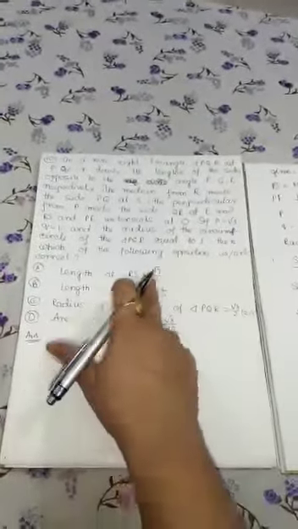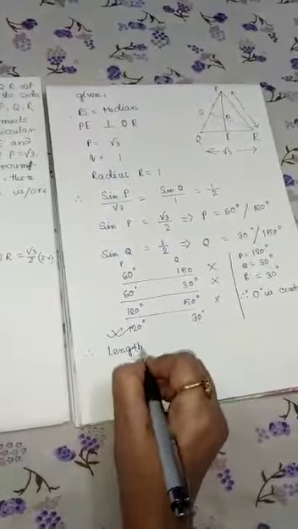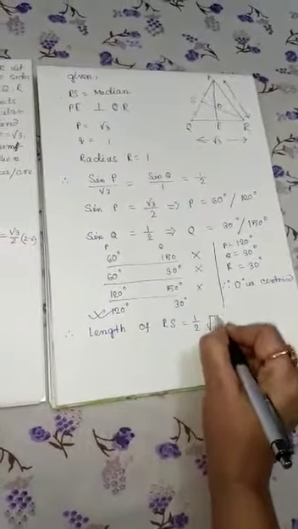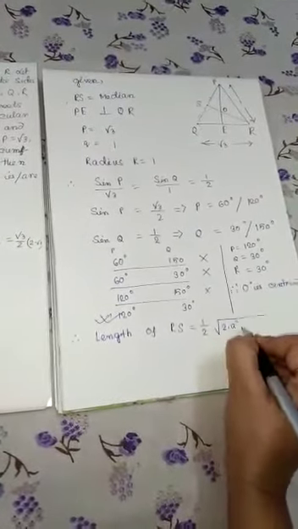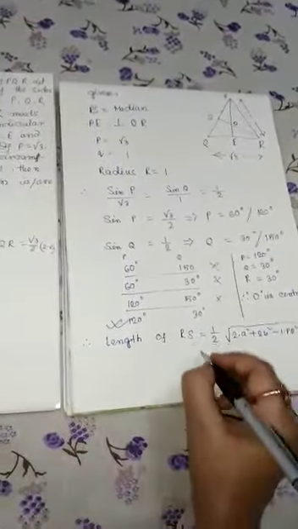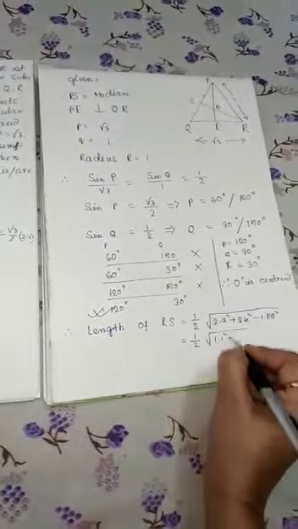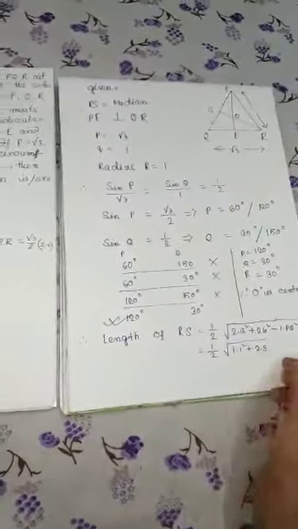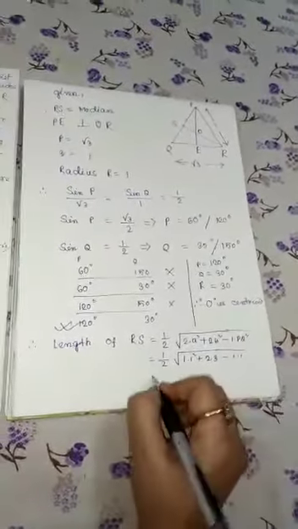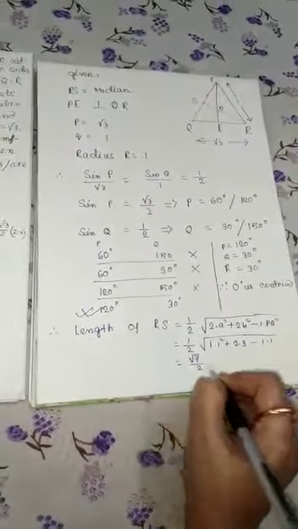Therefore, option A: length of RS is equal to half of root of 2a square plus 2b square minus c square. With a equal to root 3, b equal to 1, and PQ equal to 1, after calculating, it is root 7 by 2. Option A is right.